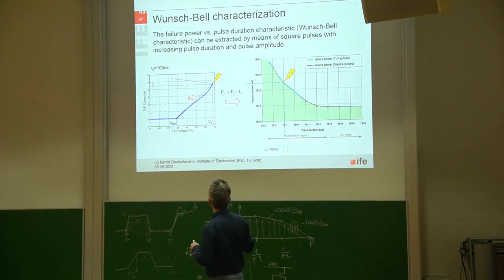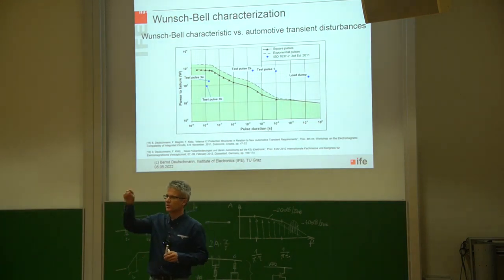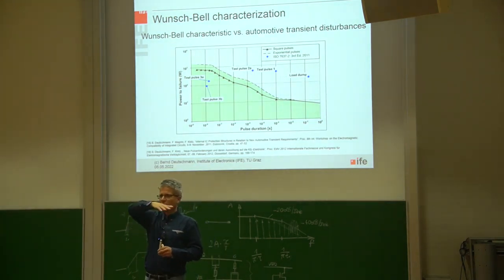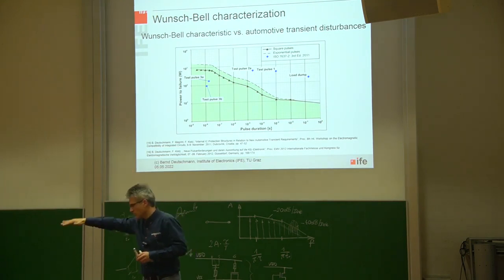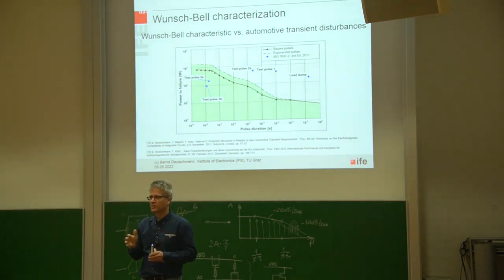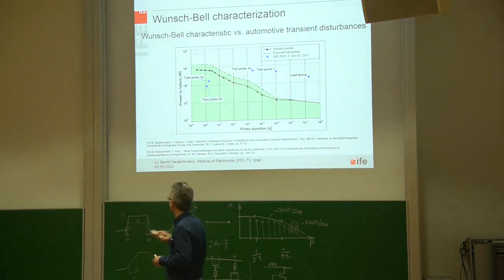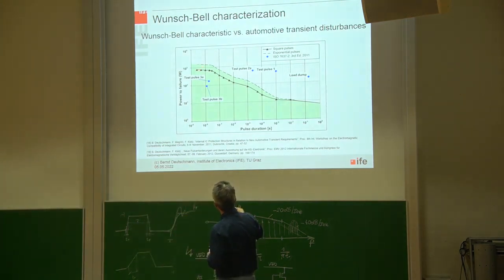And the cool thing that can be done is we can also include other pulses into this diagram. This is what we did with the so-called automotive pulses. They are not perfectly rectangular; they are exponentially shaped in the rise time and exponentially shaped in the fall time, but we can make an equivalent rectangular pulse out of this, whatever the shape of the pulse, and we can then take a look in this Wunsch-Bell characteristic if this automotive pulse is below this area here.